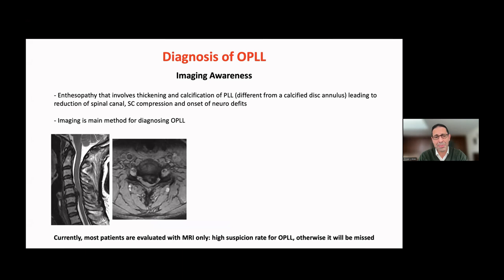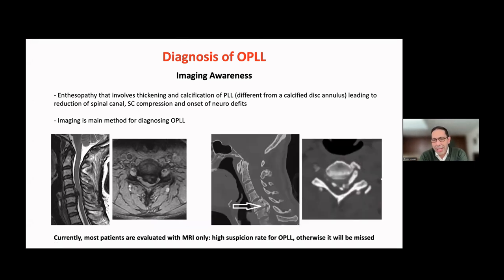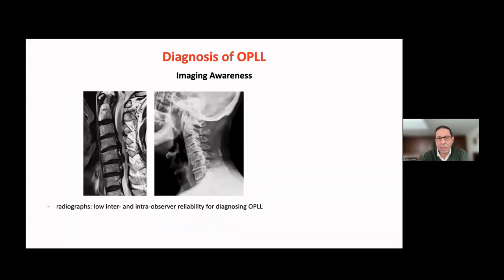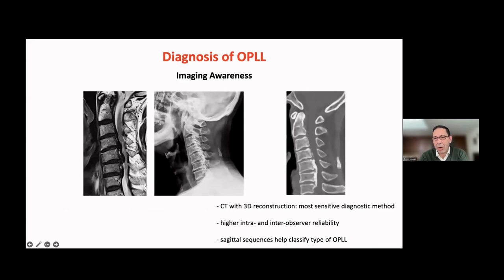I don't know about your practice, but in my practice, currently, most patients are evaluated with MRI only. So you need a high suspicion rate for OPLL, otherwise you will miss it. This is an example case. If you do a CT scan, you are completely surprised and you see an OPLL compressing the spinal cord. You can see it also on radiographs, but there is low inter-observer reliability. So the CT offers the most sensitive diagnostic tool.